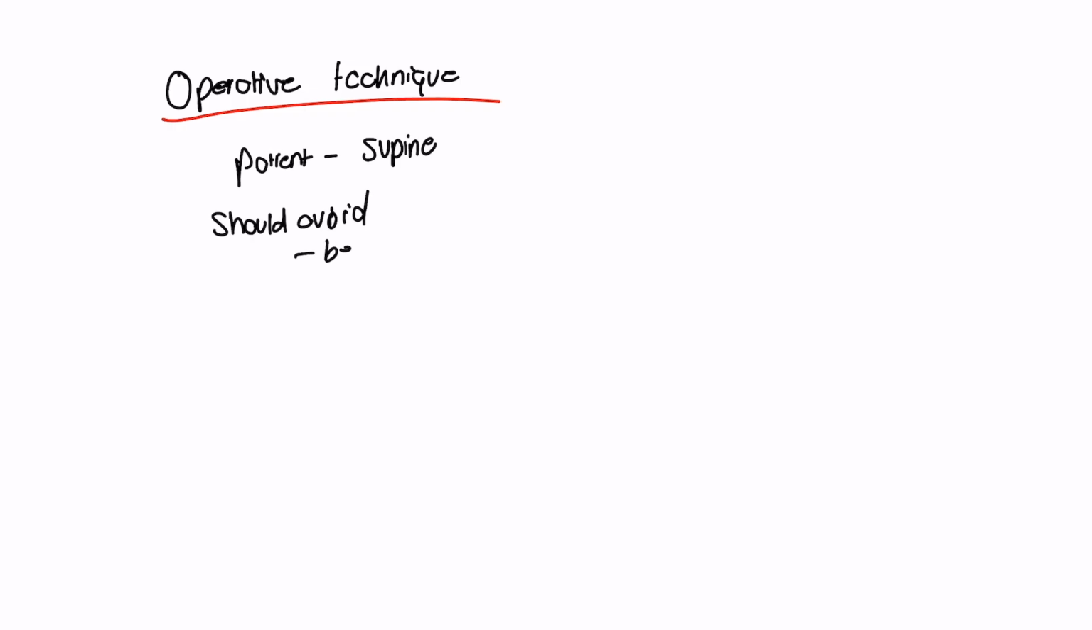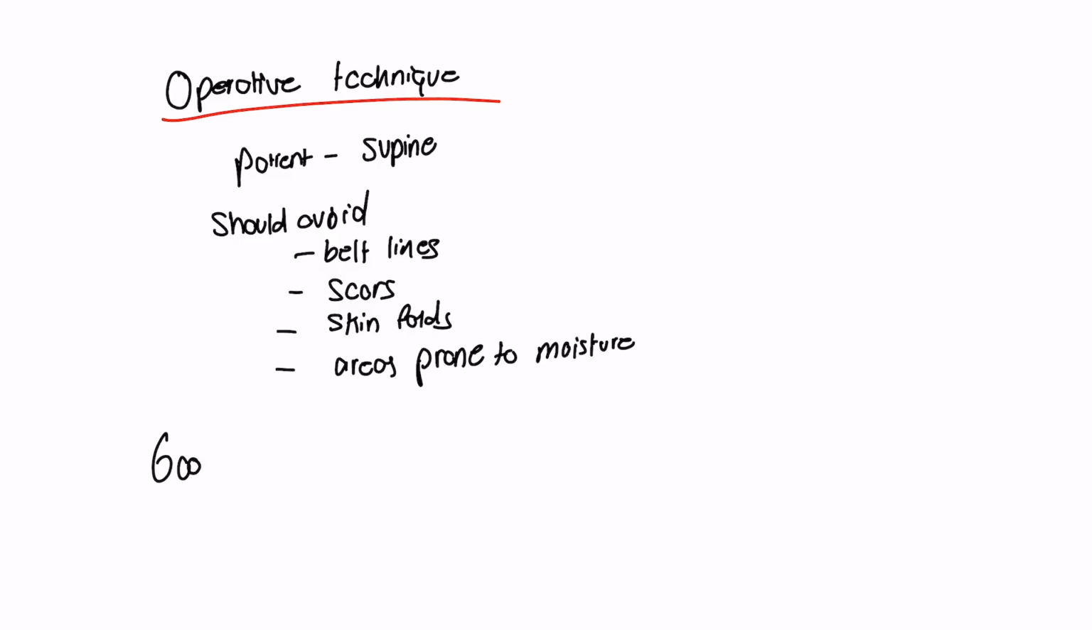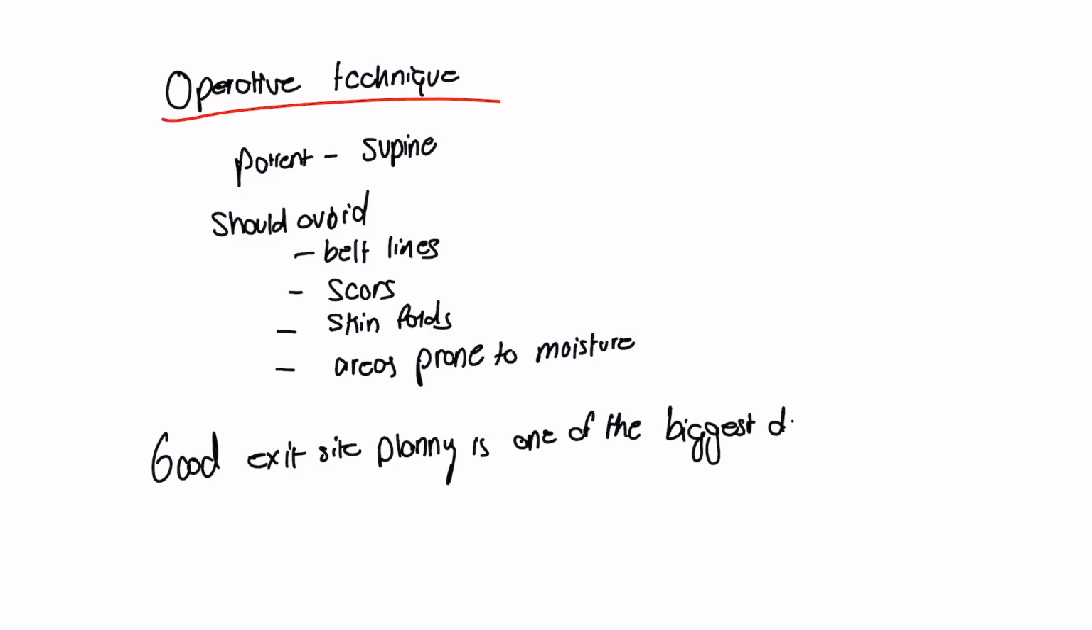So let's talk about the operative techniques. One, positioning and exit site planning. The patient has to be supine. The catheter exit site you should plan out and should avoid belt lines, scars, skin folds, and areas that may be prone to moisture. Good exit site planning is one of the biggest determinants of long-term catheter success.